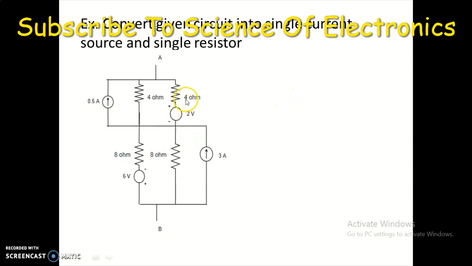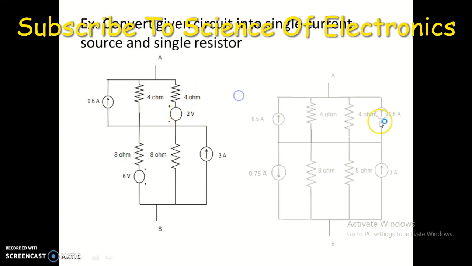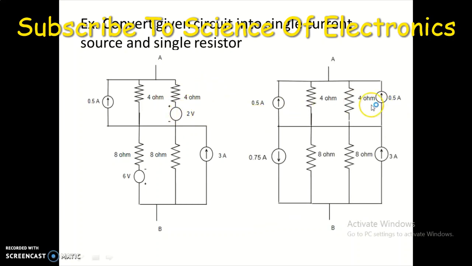So if we consider this branch, we can convert this voltage source into a current source, that is I is equal to V by R, 2 divided by 4, which is 0.5, and 0.5 ampere. This positive terminal indicates the upward direction of your current source. So here we can draw like this. This 4 ohm resistor, which was in series with the voltage source, goes in parallel with the current source.